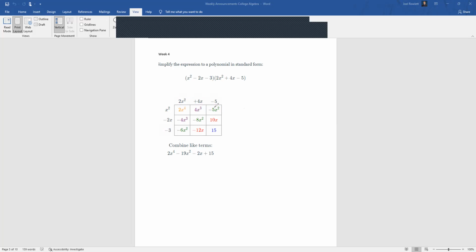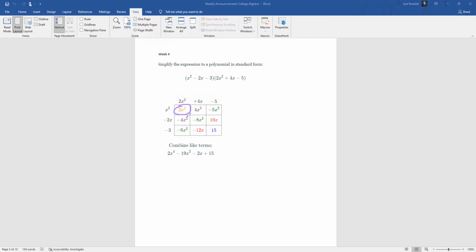And I used a color coding scheme here so we could get a visual on the like terms. I only have one x to the power of 4 term. That's 2x to the power of 4. And then if you look at the purple colors here, they represent all of the cubes. And if you add negative 4x cubed plus 4x cubed, that's going to zero out. Hence, we have no cubes in the final answer.